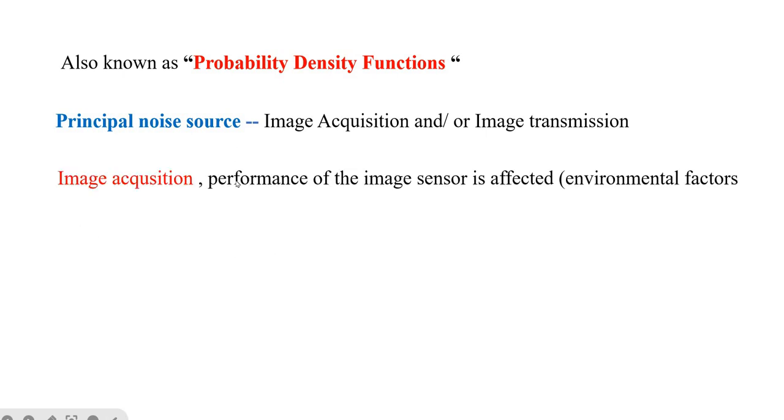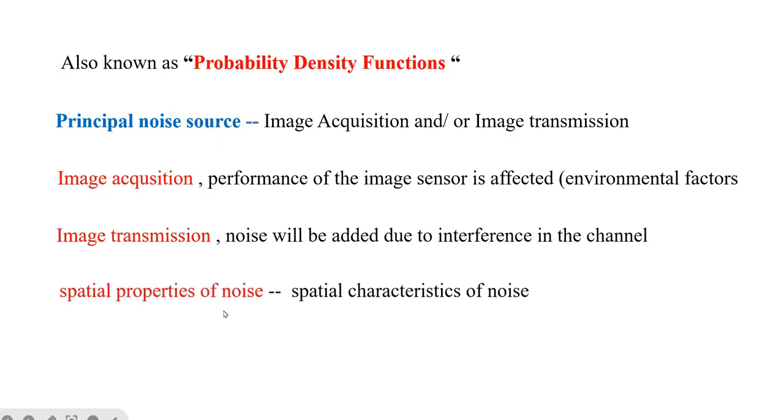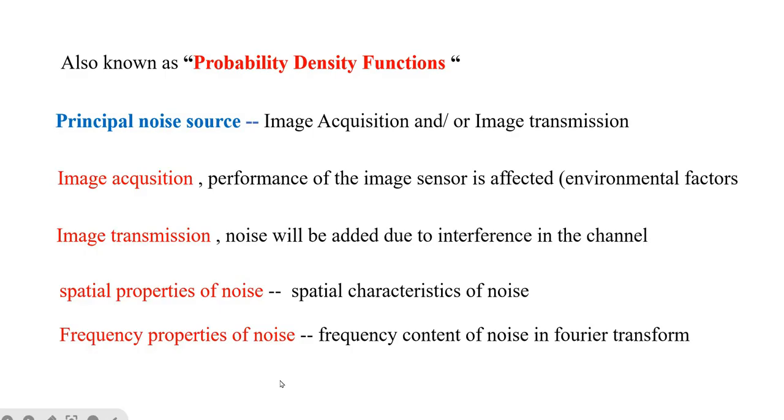Now, during the image acquisition, the performance of the image sensor is affected by a variety of factors such as environmental conditions. And during the image transmission, due to the interference in the channel used for transmission, noise will be added into the image. The spatial properties of noise refer to the spatial characteristics of the noise, and the frequency properties of noise refer to the frequency content of noise in the Fourier transform.